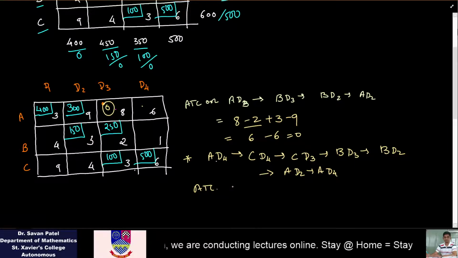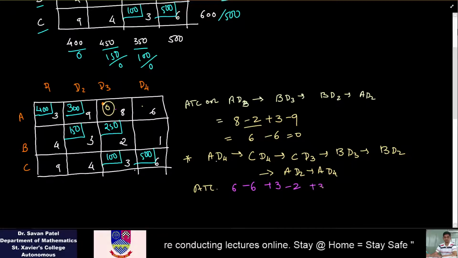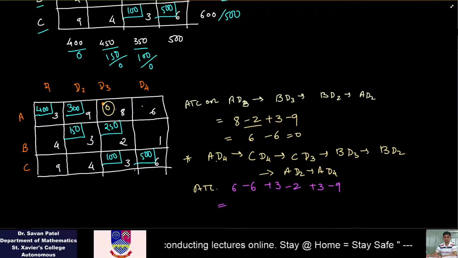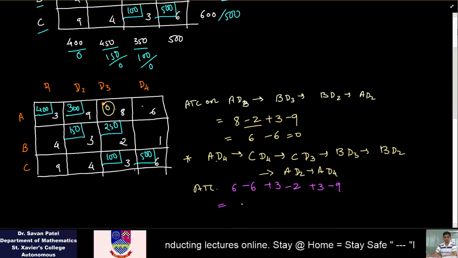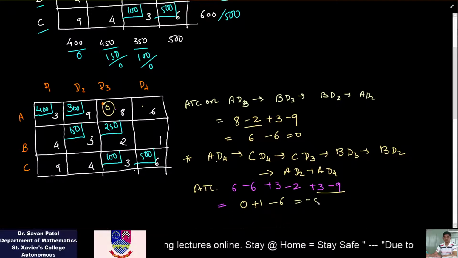It is 6 minus 6 plus 3 minus 2 plus 3 minus 9. So that is 6 minus 6 is 0, 3 minus 2 is 1, and here it is minus 6. So it is minus 5. So here the additional transportation cost is minus 5.